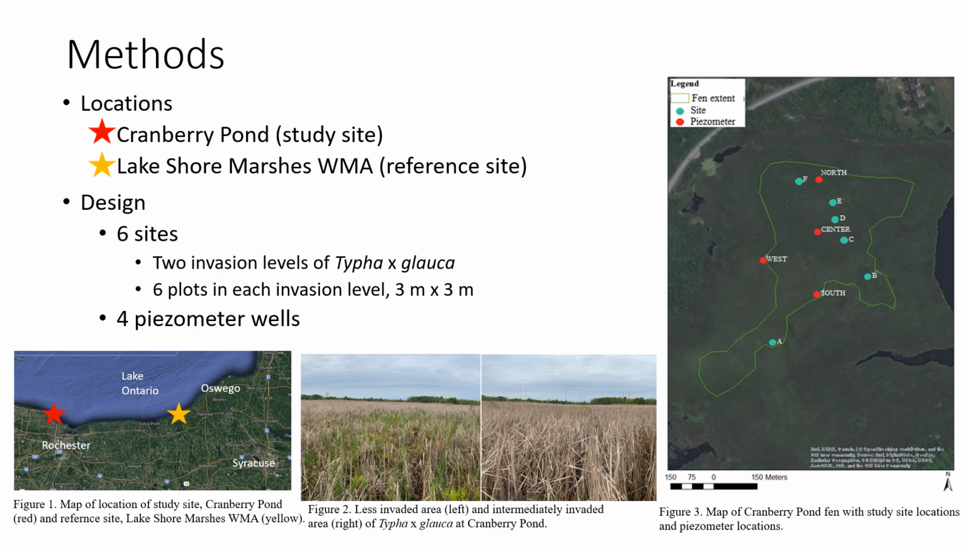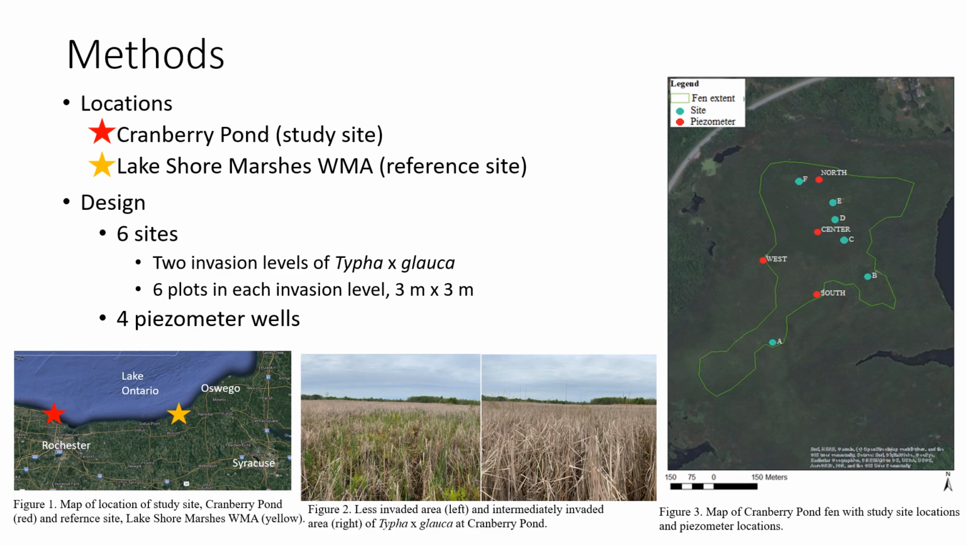I randomly selected 6 sites, each with varying levels of invasion of cattail. These invasion levels are depicted below: a less invaded area on the left and an intermediately invaded area on the right. Each invasion level had 6 3-meter by 3-meter plots. I also installed 4 groundwater wells called piezometers to establish a foundational understanding of the groundwater hydrology of my study site.